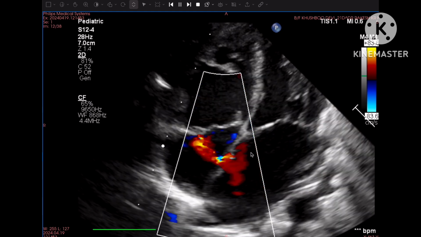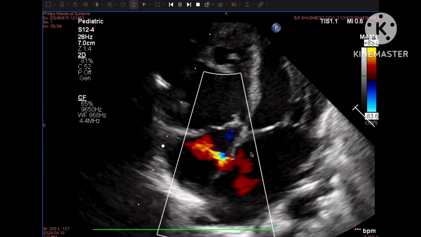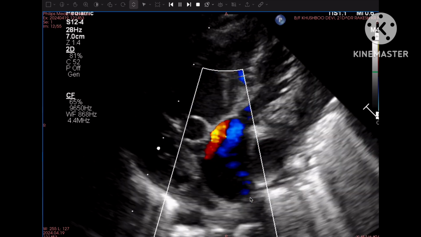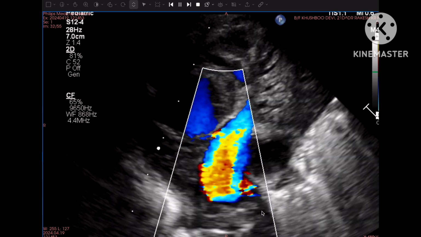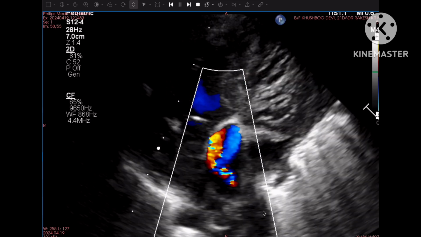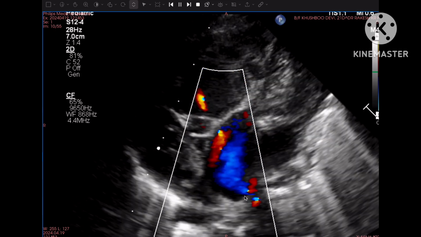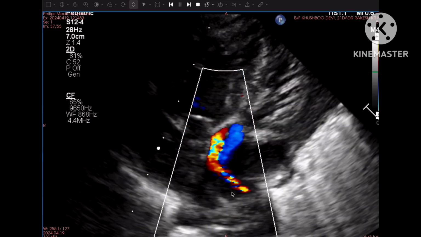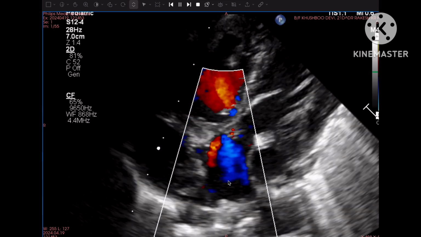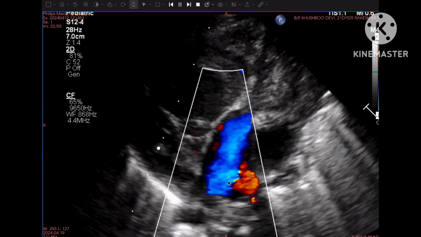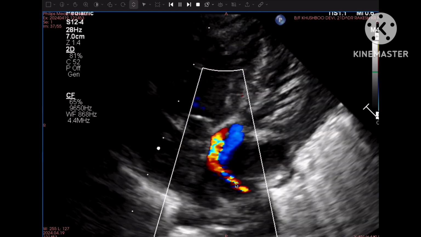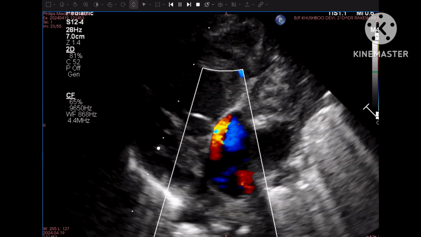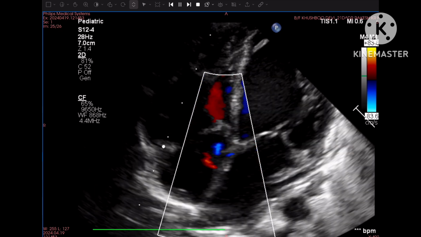So here it is equal. In case of PDA, it is opposite. What is the opposite thing? It is going from the deoxygenated side to the oxygenated side, because the aorta is containing deoxygenated blood and the pulmonary artery is containing oxygenated blood. So everything is along mixing, proper mixing, and that is why the child is surviving. The child will not survive long without a corrective surgery.